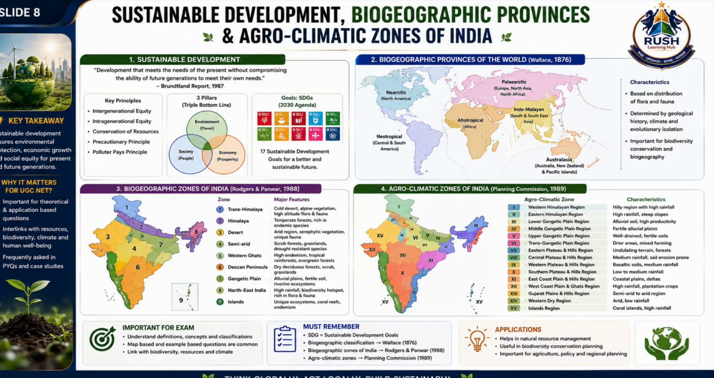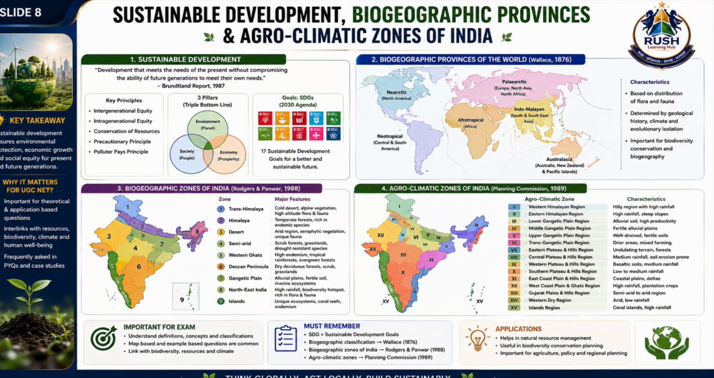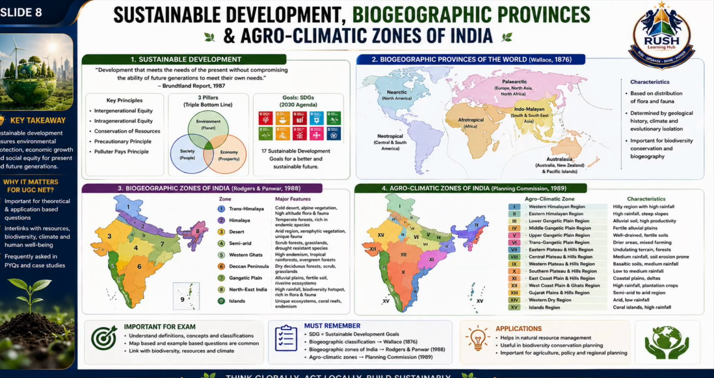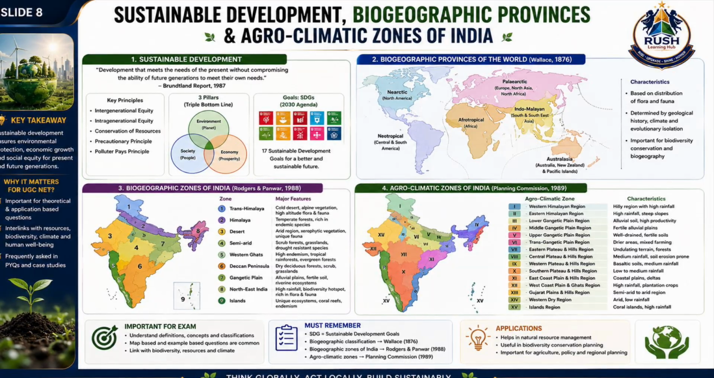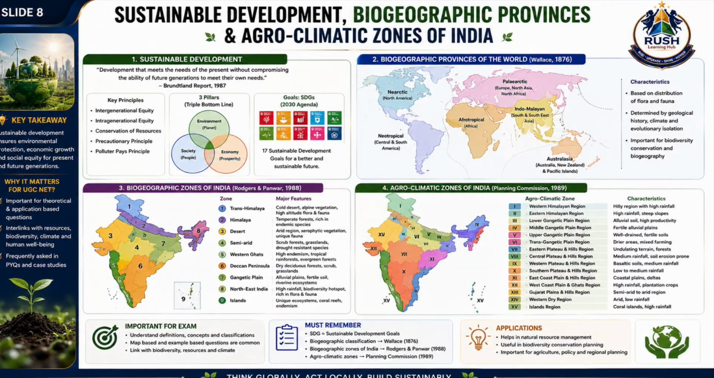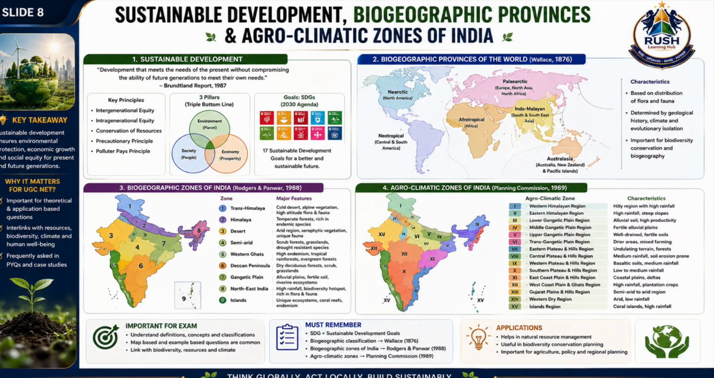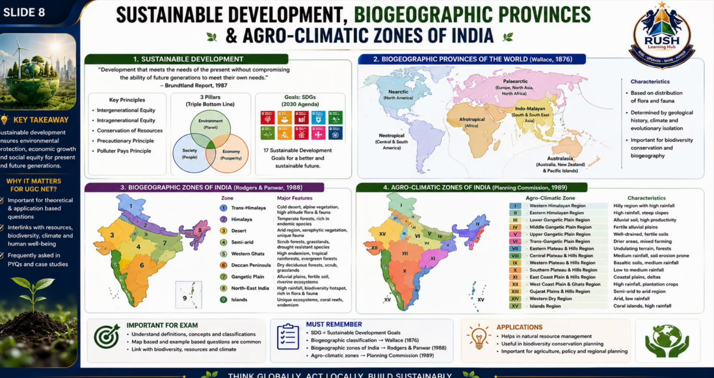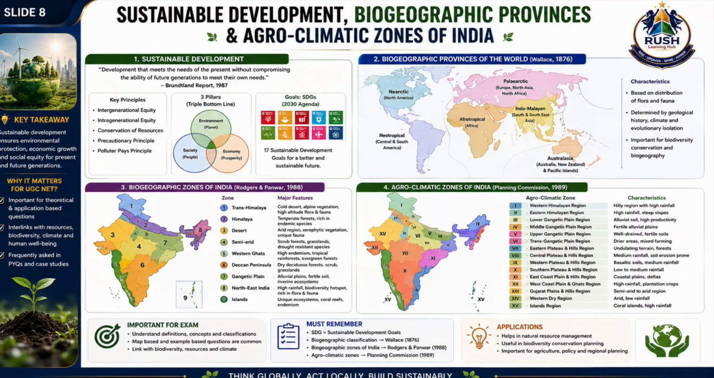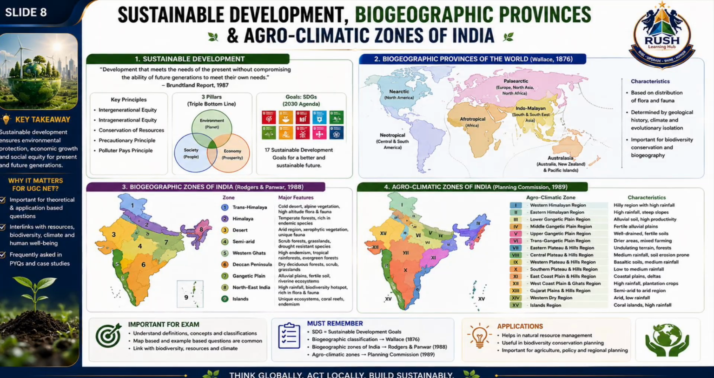From the examination perspective, it is important to understand the difference between biogeographic zones and agroclimatic zones. Biogeographic zones are based primarily on biodiversity, ecological characteristics, and species distribution. Agroclimatic zones are based primarily on climate, soil conditions, and agricultural suitability.